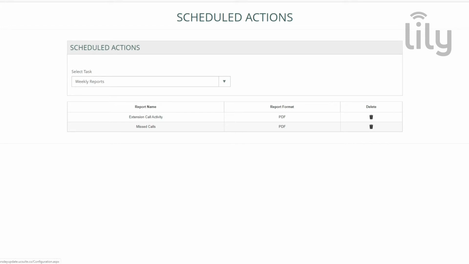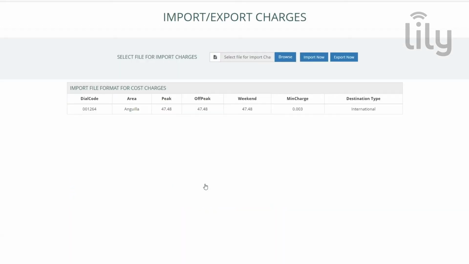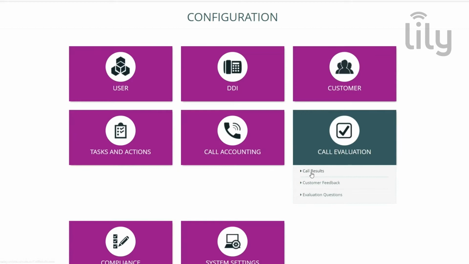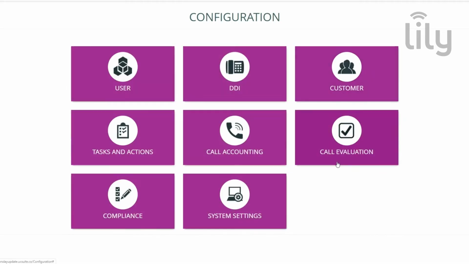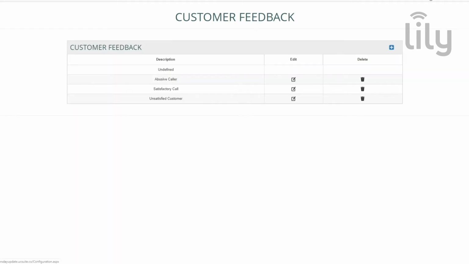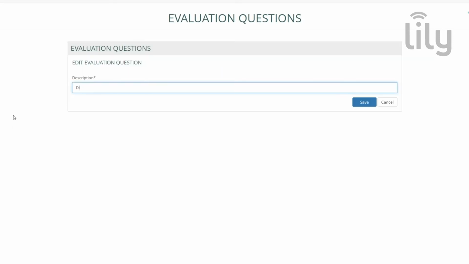Within call accounting, you're able to change the costs of calls and import or export call charges. If you have access to call recording, the following call evaluation parameters can be set in this section. For call results, you can add, edit, or delete result definitions. Within customer feedback, you can add, edit, or delete the customer feedback descriptions. You can also edit the evaluation questions to put them more in line with your business requirements.